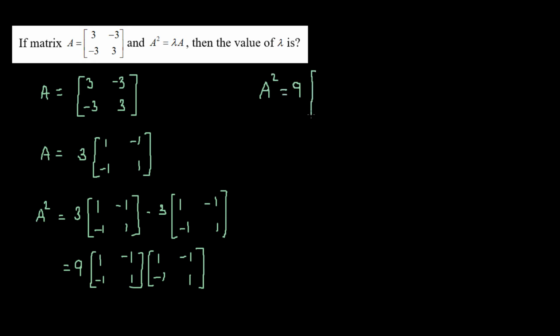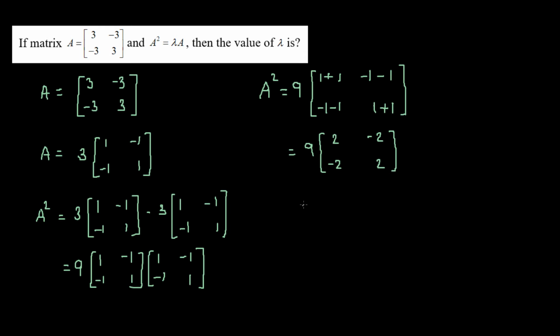We perform the multiplication. For the first entry, the element in the first row, first column, we consider the elements in the first row of the first matrix and multiply them by the elements in the first column. That should give us 1 plus negative 1 times negative 1, which is positive 1, so 2. Then similarly we follow the steps of multiplication for the other entries. In the second row we have negative 1 times 1 plus 1 times negative 1. So this will be 9 times [2, -2; -2, 2].